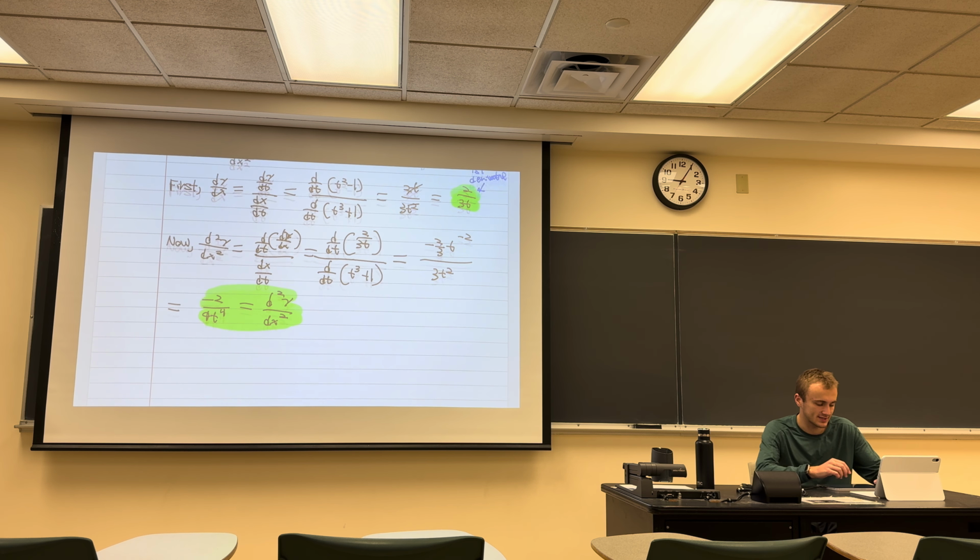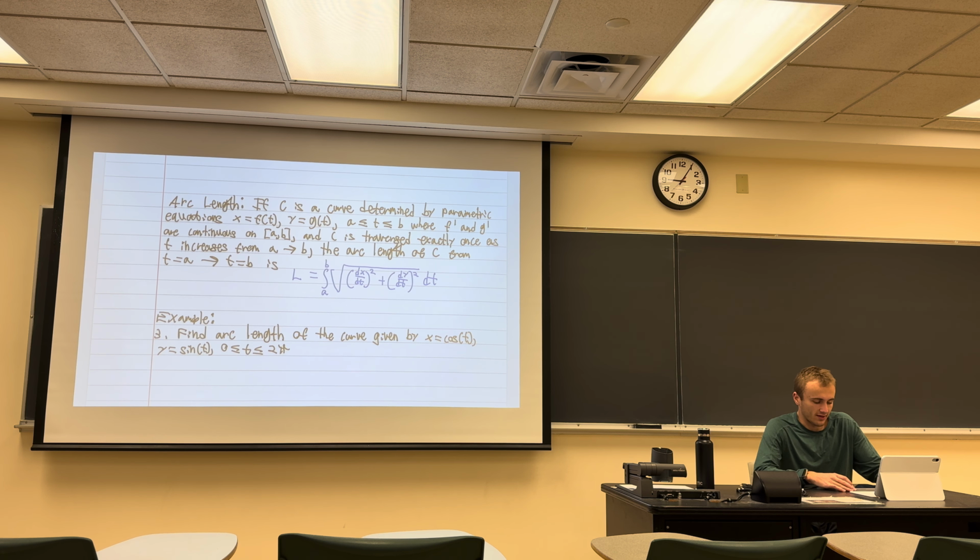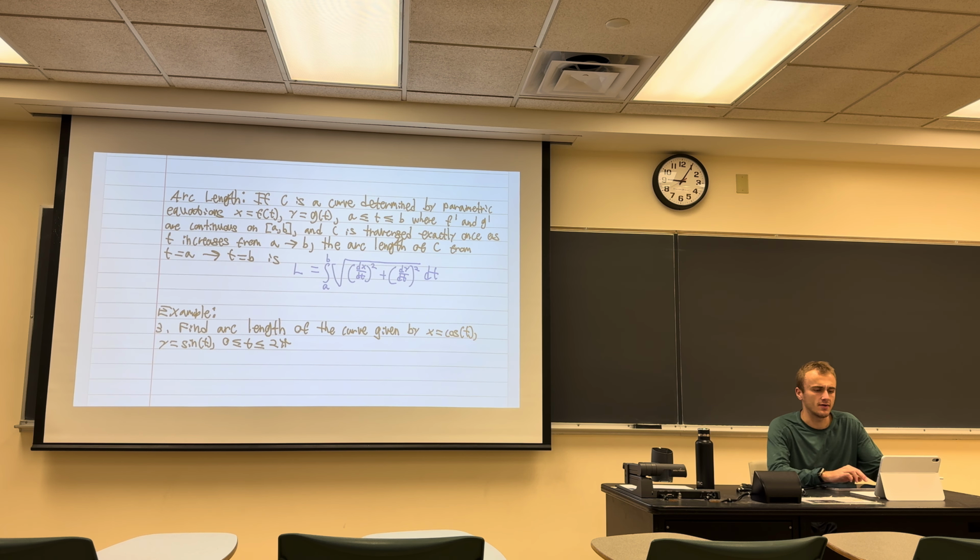Finally, for today, we're going to discuss arc length. It's a little bit different, but still involving these derivatives and everything. So if C is a curve determined by parametric equations, x equals f of t, y equals g of t, those should be familiar at this point, on interval a less than or equal to t less than or equal to b, where f prime and g prime are continuous on that interval ab, and C is traversed exactly once as t increases from a to b.